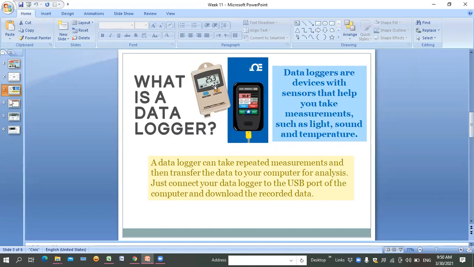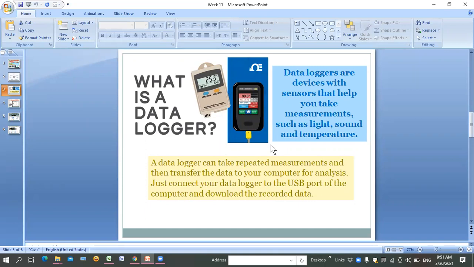So the data logger can take measurements again and again, changing each time, and then transfer the data to your computer to analyze it. So first, where is the data? The data is in this device, the data logger. When the data is completely here, you can connect it with a USB port to a computer and download the record into your computer.